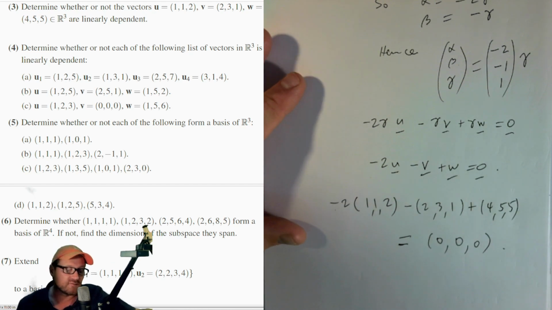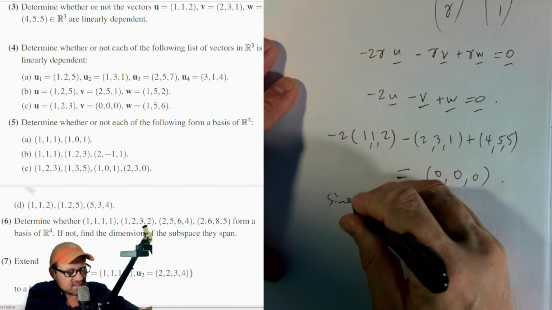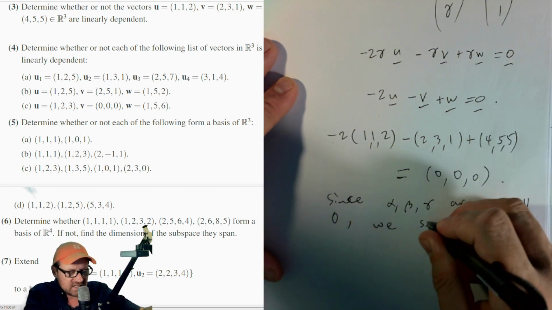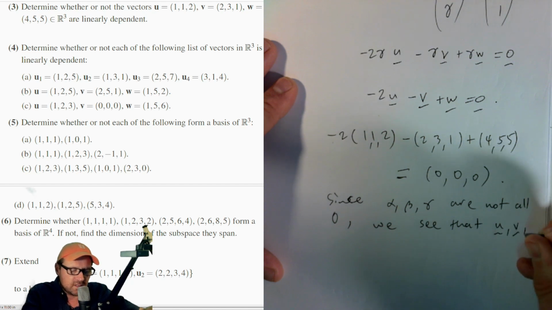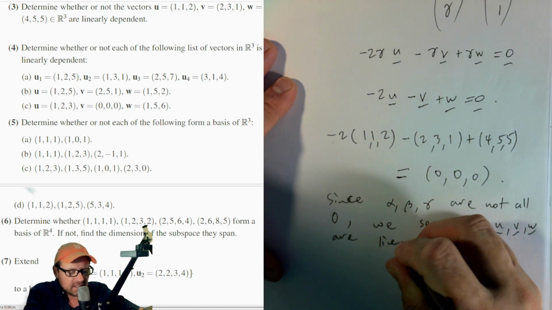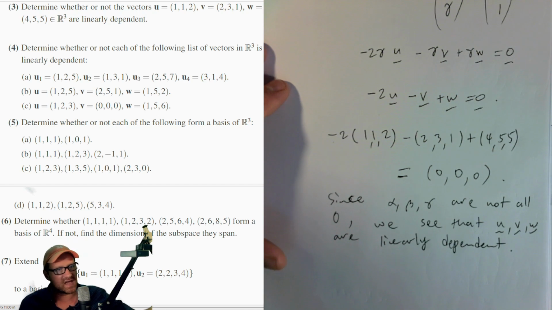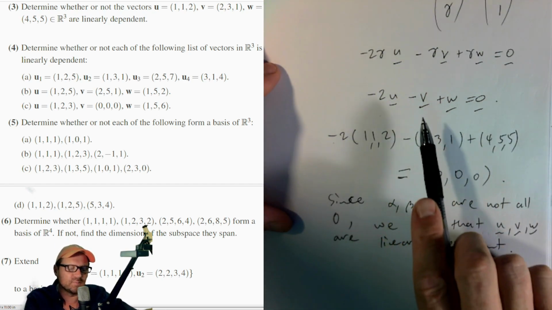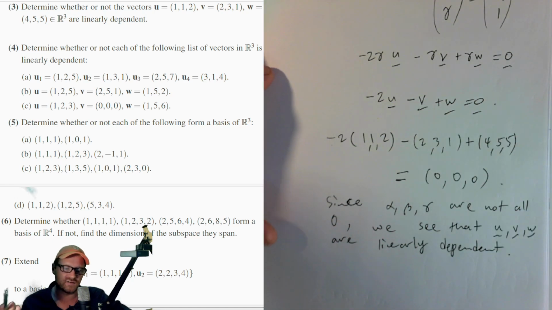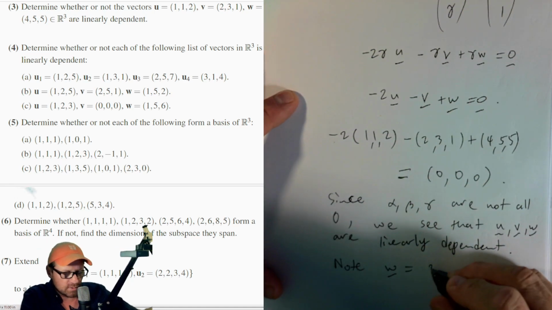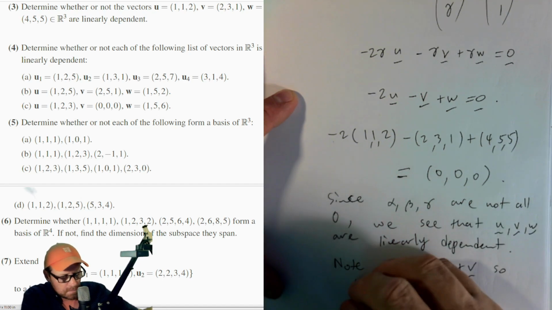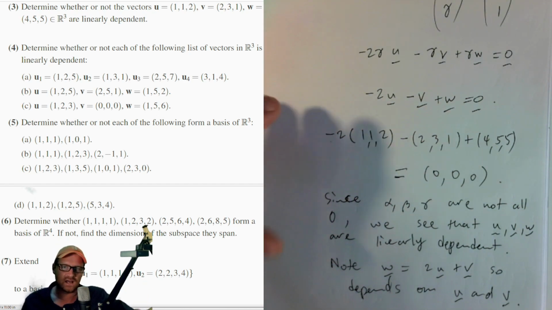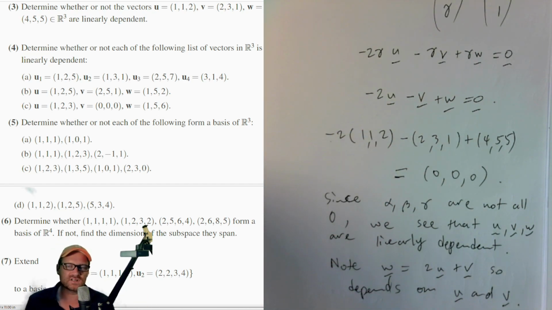We have found coefficients not all 0. So since alpha, beta, gamma are not all 0, we see that u, v, and w are linearly dependent. So they depend on each other. In other words, we can see that w is equal to 2u plus v. So w depends on u and v. So I'll just put a note: w equals 2u plus v, so it depends on u and v. And I say that just to help you understand what linearly dependent means, that the vectors depend on each other.